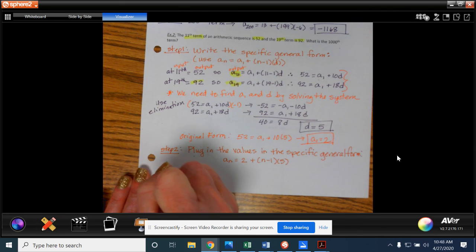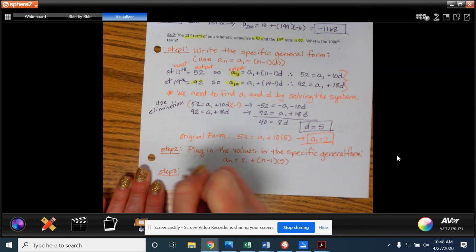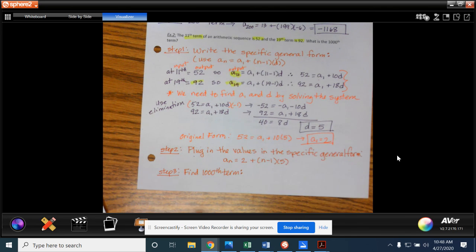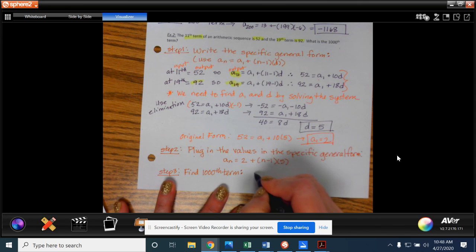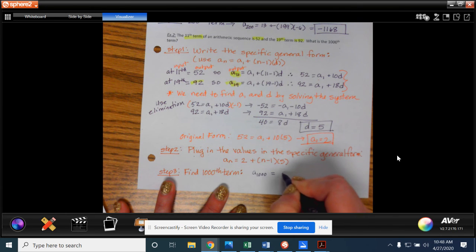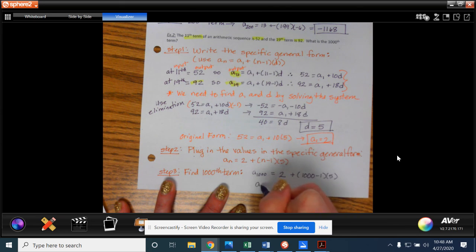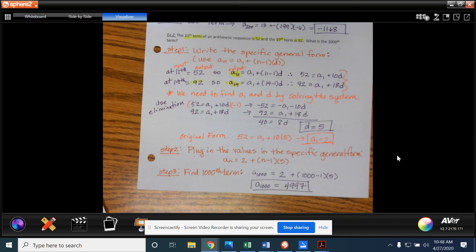So step 3 is find the 1,000th term. And all I need to do is plug it in. So I have, what is the output at 1,000 if it is 2 plus 1,000 minus 1 times 5? Do your math. The output, or a of 1,000, is 4,997. That is your answer for the 1,000th term.